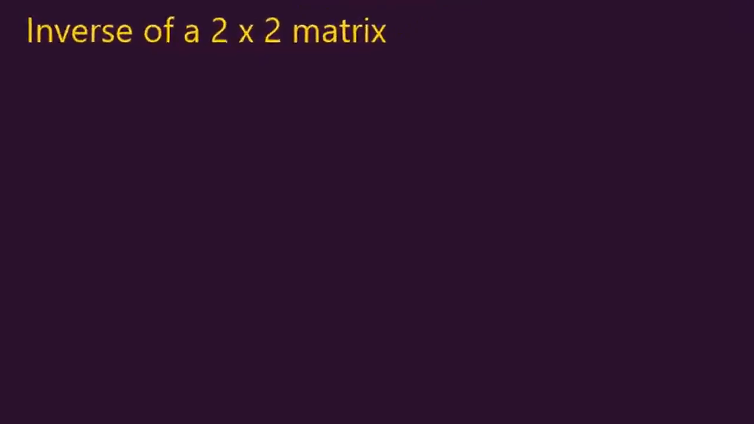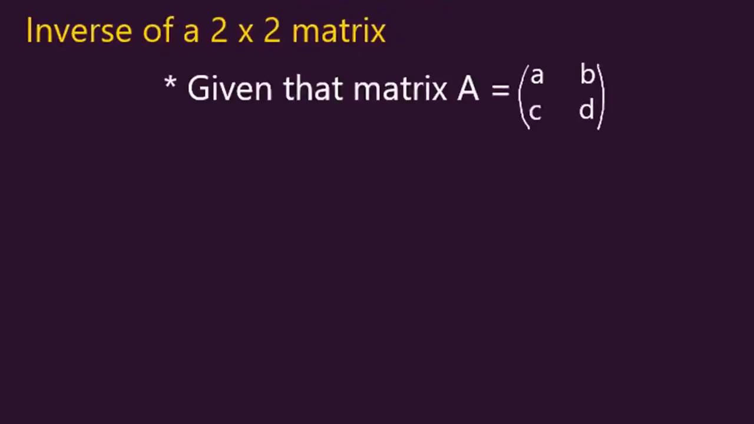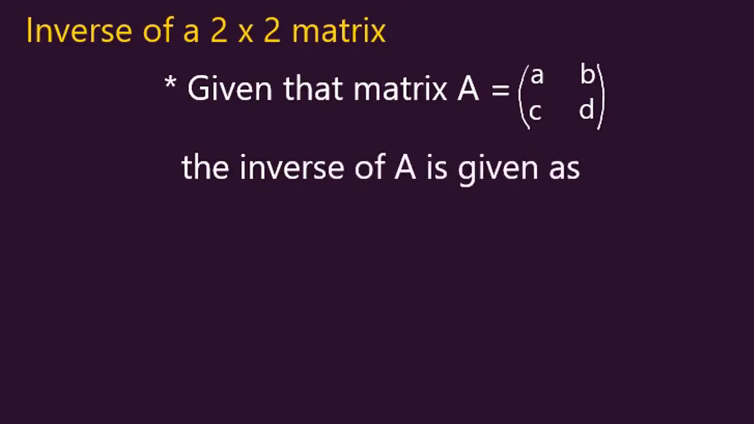It's important for us to know how to find what we call the inverse of a matrix. Since we're dealing with 2 by 2 matrices, we want to learn how we can find the inverse of a 2 by 2 matrix. If you're given a matrix A with elements a, b, c, d, that's a 2 by 2 matrix. The inverse of A is given as A inverse is equal to 1 over the determinant of A, which in other words is the reciprocal of the determinant of A.